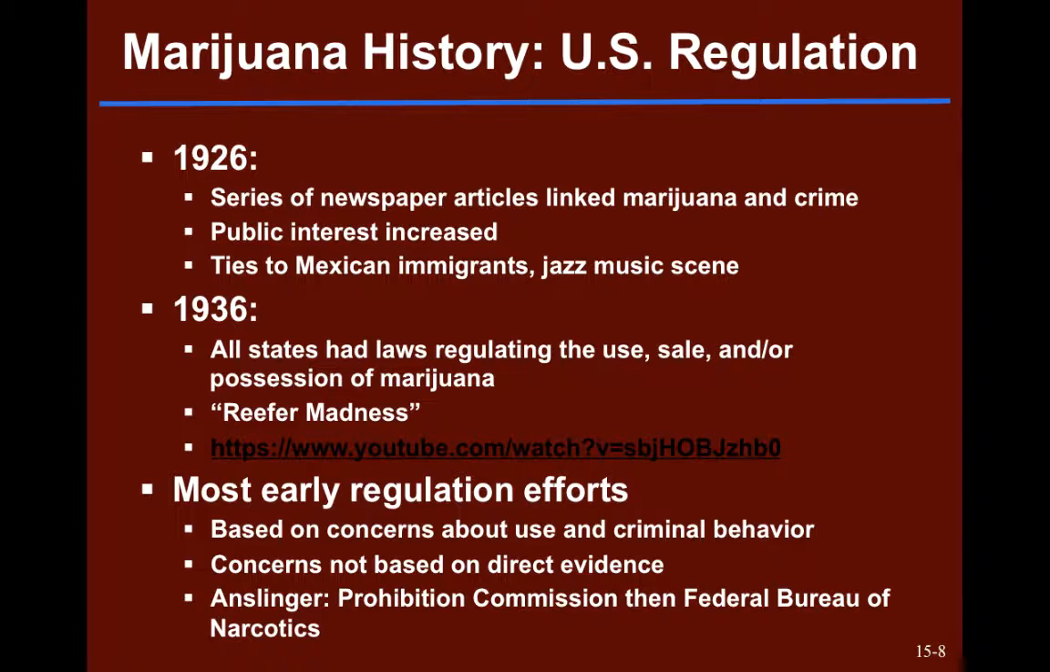So we saw these regulation efforts start to coalesce based on concerns about the effects of use, misinformation about that, and misinformation about its association with criminal behavior. Keep in mind, these were not based on evidence. They were pretty much manufactured at the time: false news stories, and then the propaganda-style movie Reefer Madness. So we also saw Anslinger, who was a prime mover in the prohibition movement, moving on now to marijuana regulation.